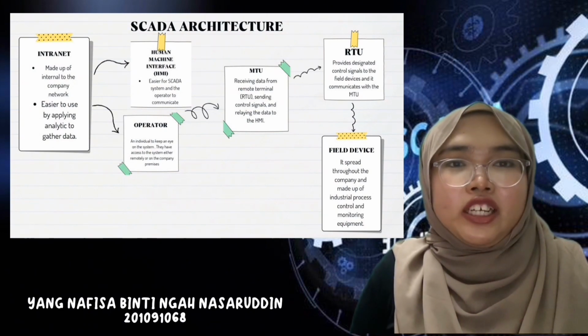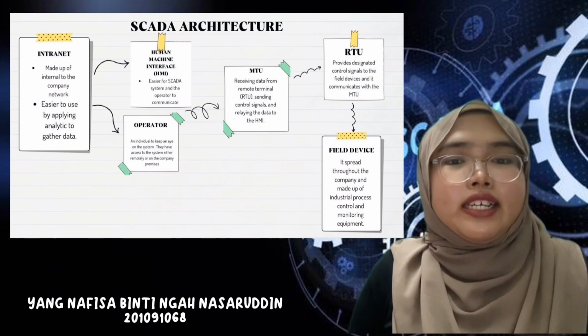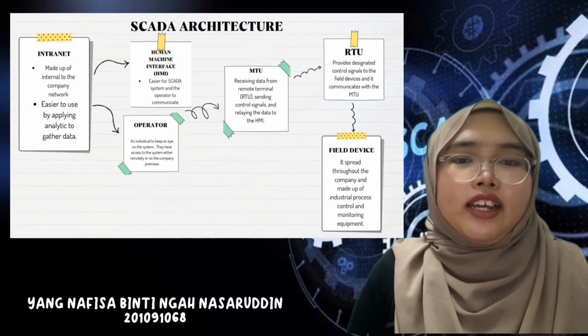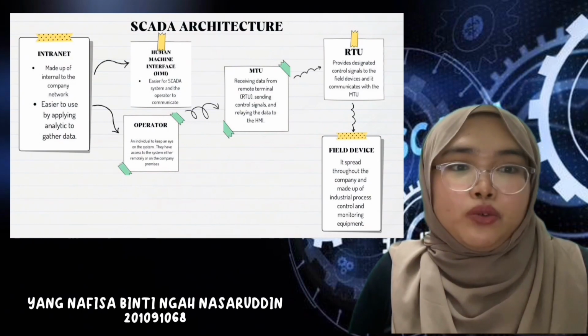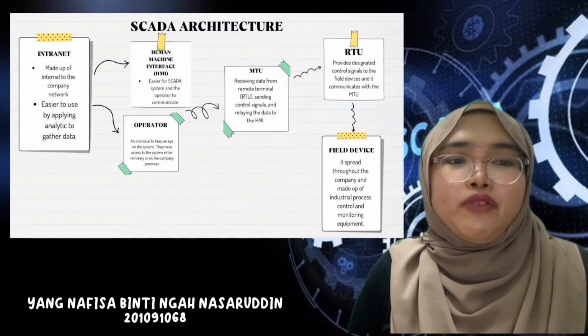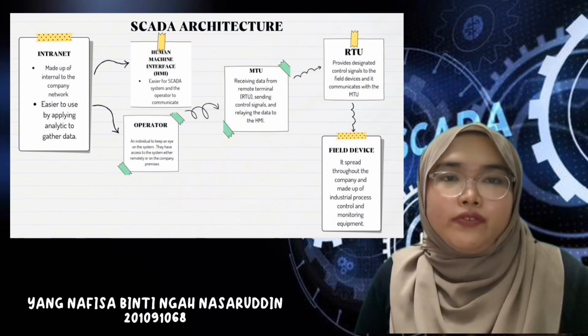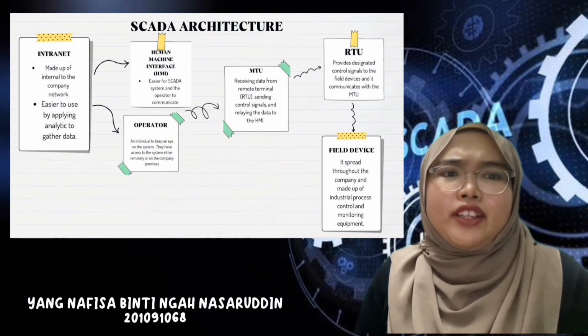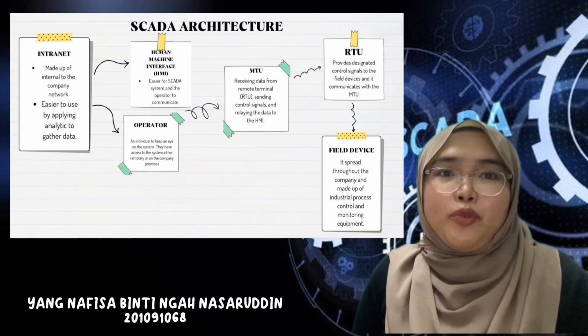From the operator, it will go to the MTU, which receives data from the remote terminal, sends control signals and relays the data to the HMI. From the MTU, it will go to the RTU, which provides the designated control signal to the field device, and it will communicate with the MTU. Lastly, from the RTU, it will go to the field device, which is spread throughout the company and made out of industrial process control and monitoring equipment.